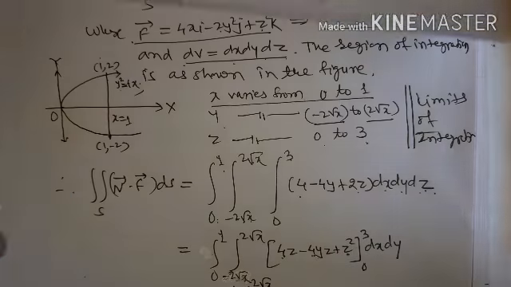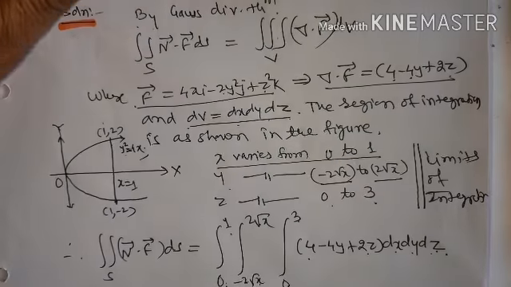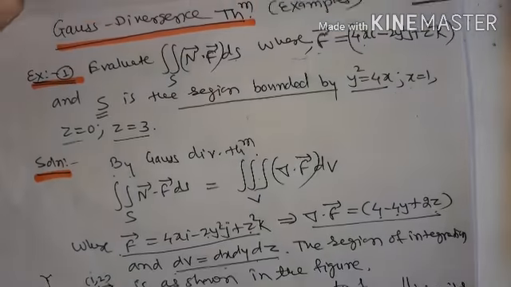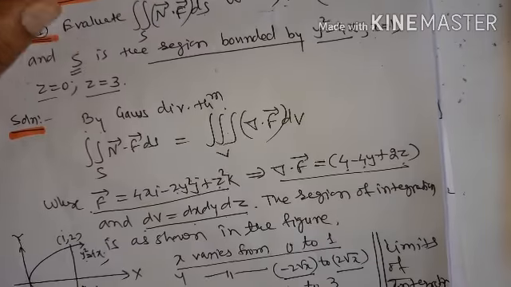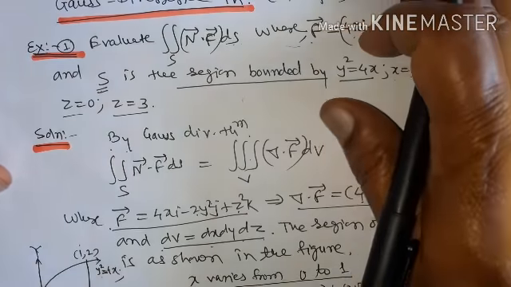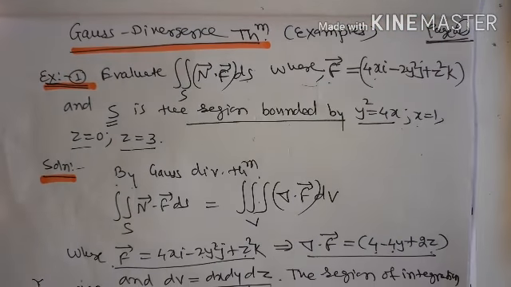Now we will go through examples based on this Gauss divergence theorem. The theorem contains the divergence of F bar, del dot F bar, hence it is a divergence theorem, and it was given by Gauss, hence the name Gauss divergence theorem.